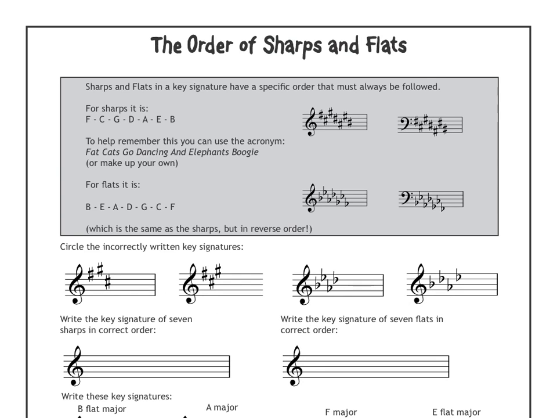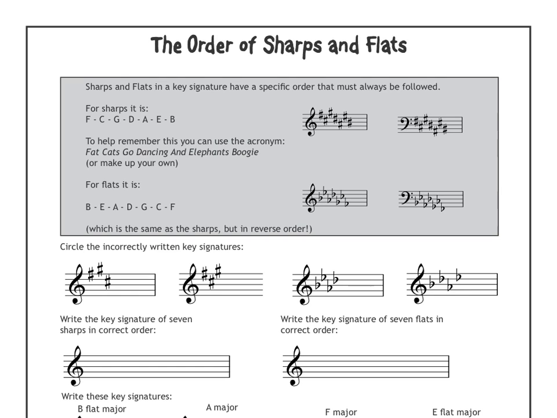Okay, welcome to your lesson on the order of sharps and flats. In the previous lesson, we learned about the circle of fifths and how to connect however many sharps and flats are in a key signature with the name of that key signature. For example, no sharps or flats is C major.